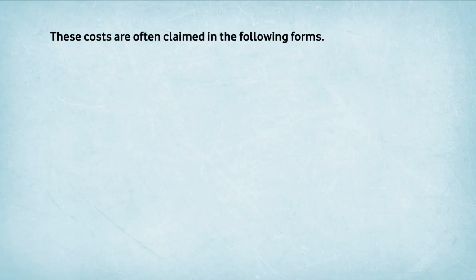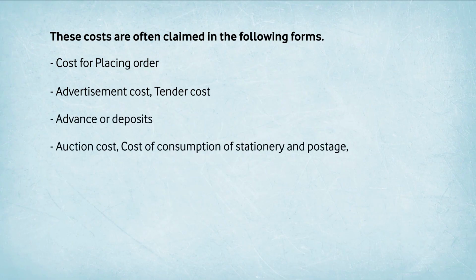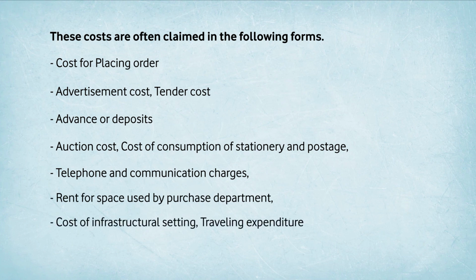Next, the points for the cost. These costs are often claimed in the following forms, that is, in what way they are presented. The cost for placing an order includes advertisement cost, tender cost, advance or deposit cost, auction cost, cost of consumption of stationery and postage, telephone and communication charges, and rent for the space used by the purchase department. Also the cost of infrastructure setting, trading expenditure and overheads.